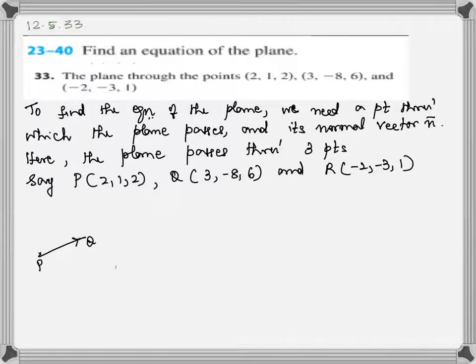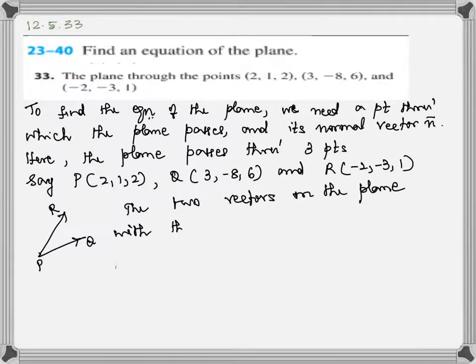If we find two vectors lying on the plane, say PQ and PR, then these two vectors will determine the plane. The two vectors on the plane with the same initial point P, as shown in this figure, can be taken as PQ and PR.